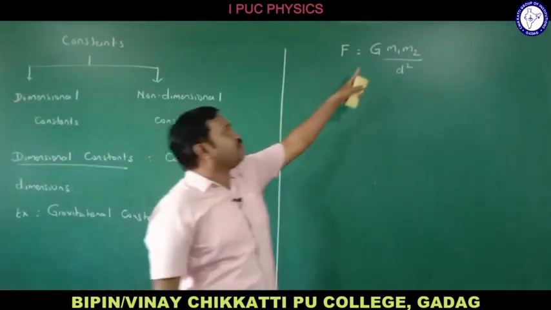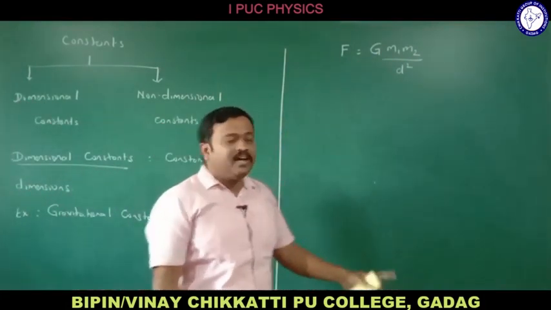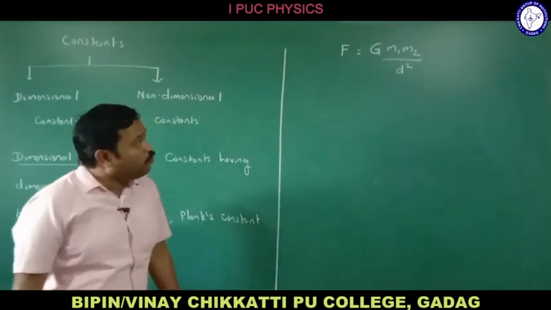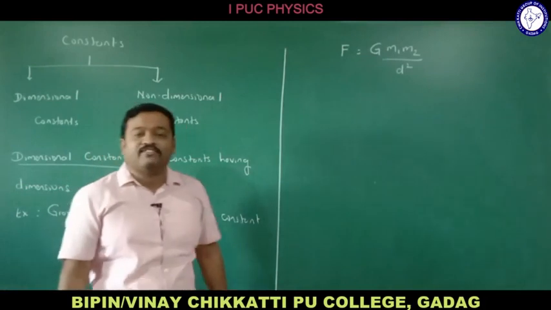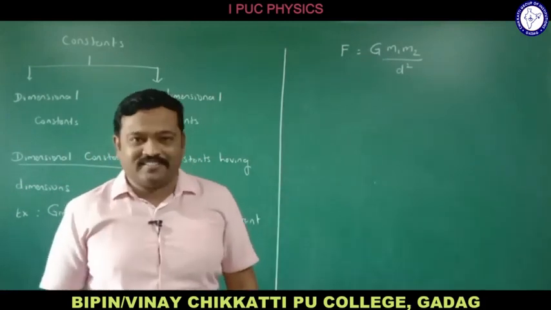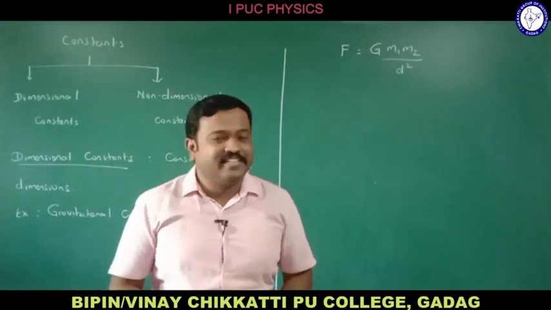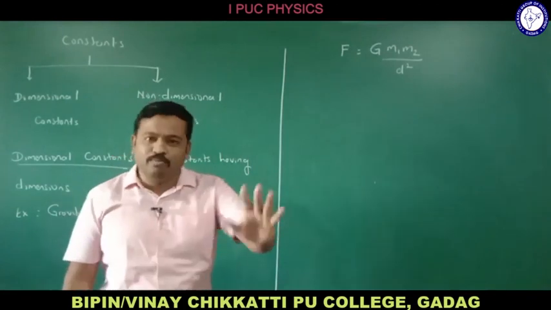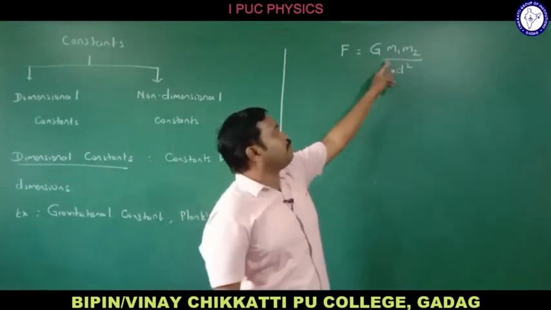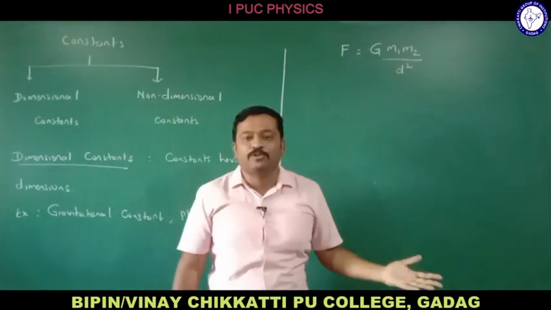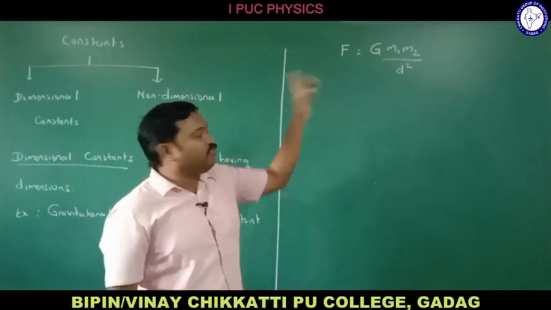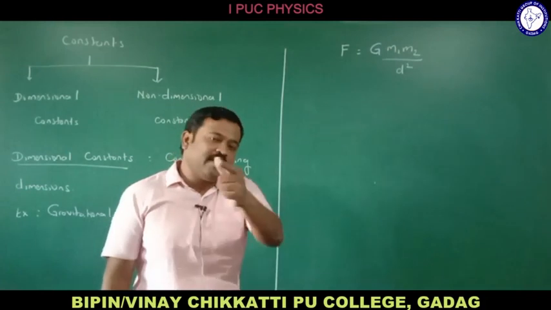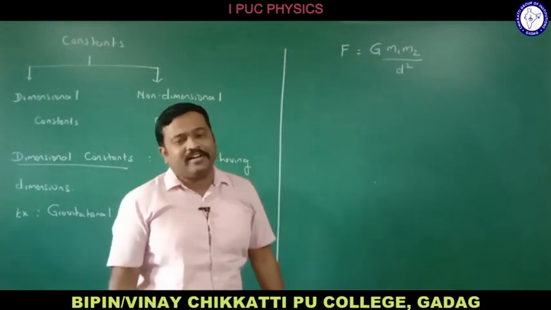What is the gravitational constant? G. So what is the formula? F is equal to G m1 m2 divided by d square, right? This is the formula we get from Newton's universal law of gravitation. It says that the force between any two bodies is directly proportional to the product of the masses and inversely proportional to the square of the distance between them. So we got this formula, and from here we will find the dimension for gravitational constant.